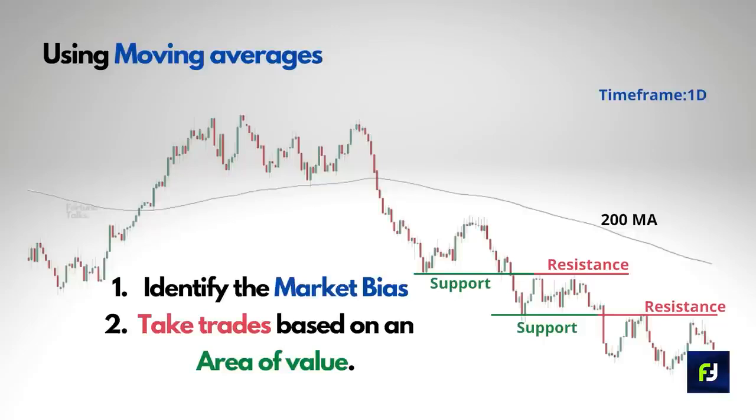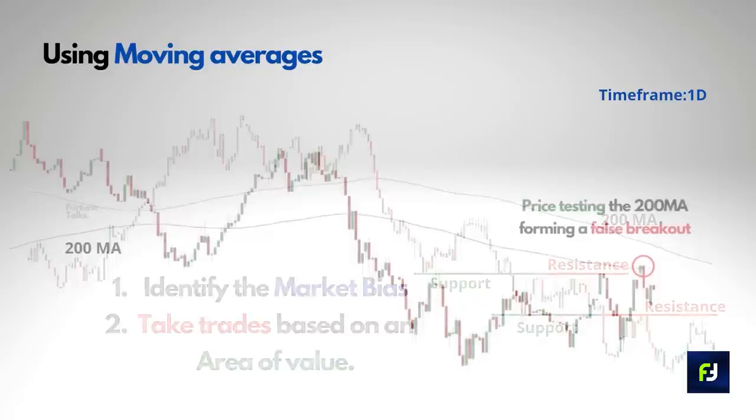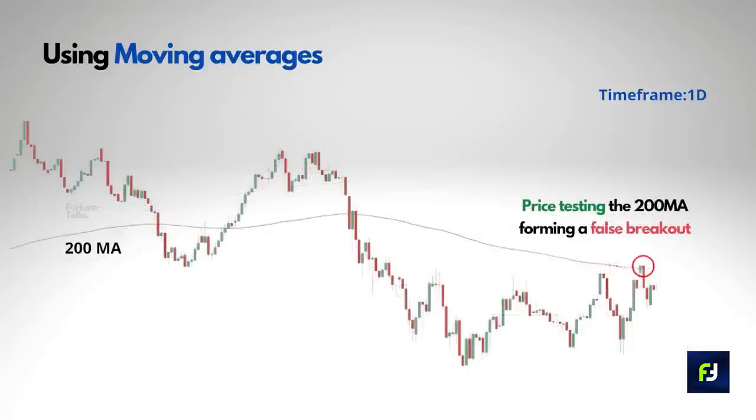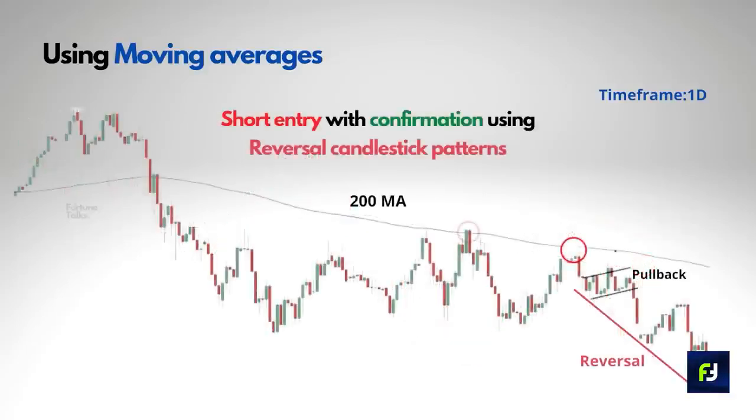And after you have identified your bias, then just reference a market structure like a support or a resistance or even the moving average itself to identify the area of value that you want to trade from. And sometimes the price will test the 200 moving average, which is actually an area of resistance, and if it turns out to be a false breakout of the highs, you can use the help of reversal candlestick patterns to take a reversal trade lower. Anyway, the 200 moving average is useful to help you find out the trend reversals and to identify the trade on the right side of the trend.